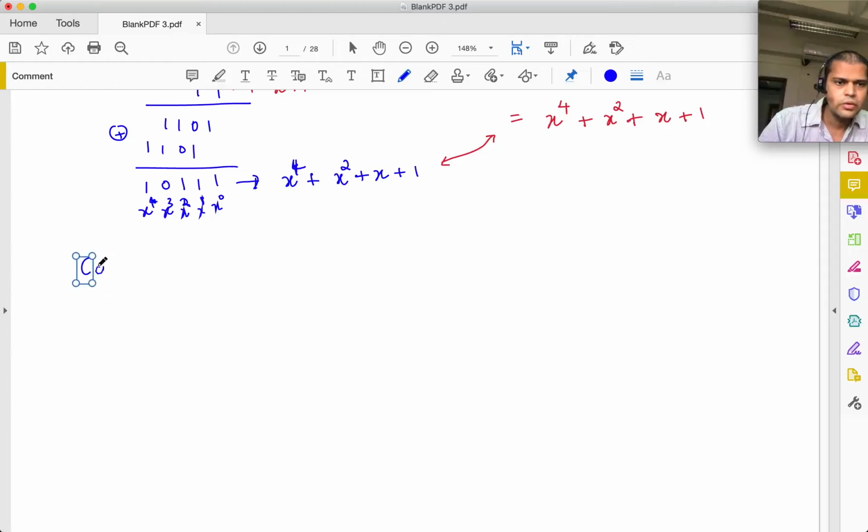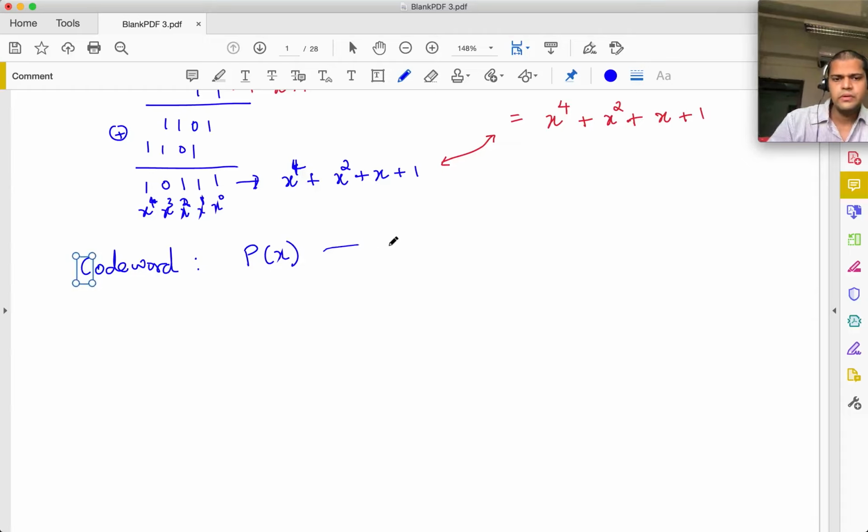So let's say the code word that I transmit, and what is the code word? It's nothing but the data word and the CRC. Suppose that bit string is represented as P of x. Whatever that is, it may be 1 0 0 1, and at the end, of course, is the CRC. I'm just creating this example. So suppose this is the code word that I transmit.